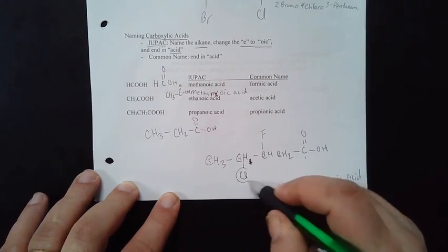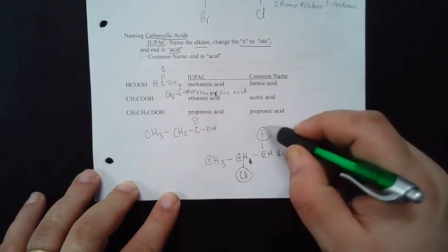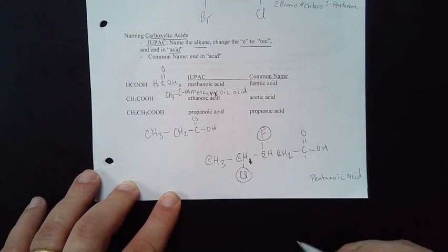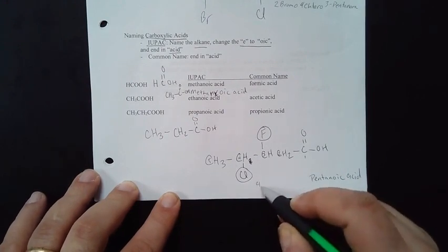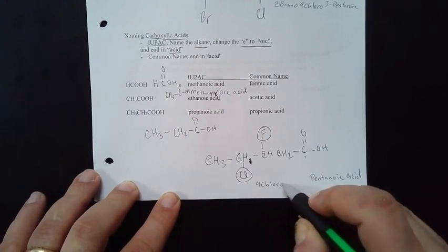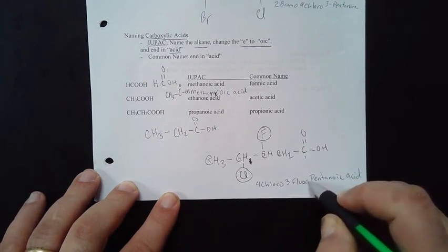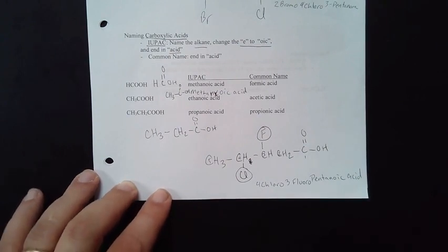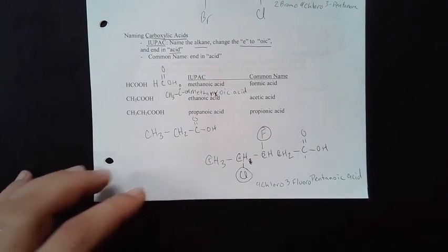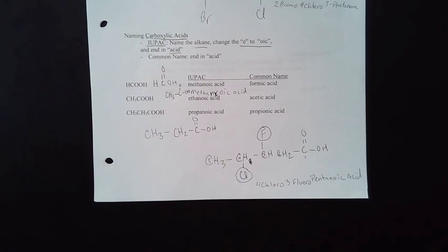We're going to take note of our groups. So we have a chloro and a fluoro. The chloro is at carbon number 4, so this is 4-chloro. And then our fluoro is at 3, so it's 3-fluoro. So the name for this will be 4-chloro-3-fluoropentanoic acid.